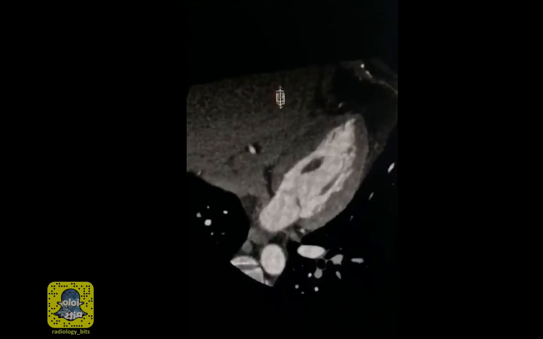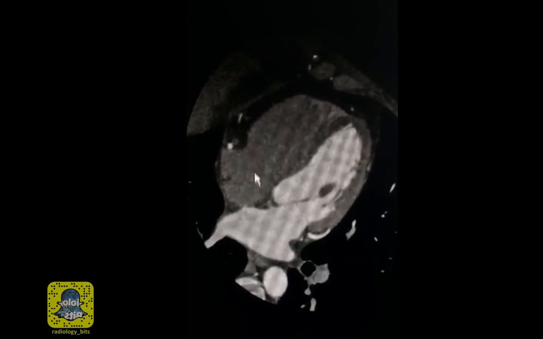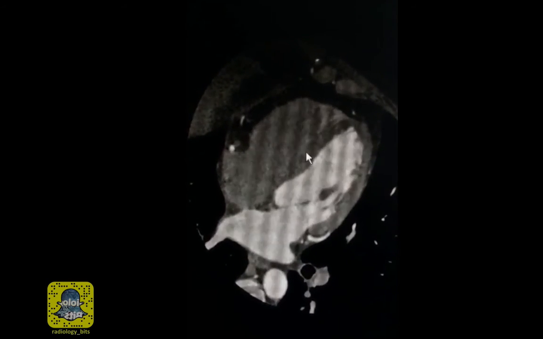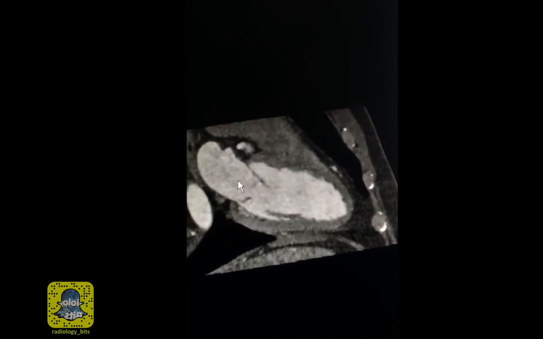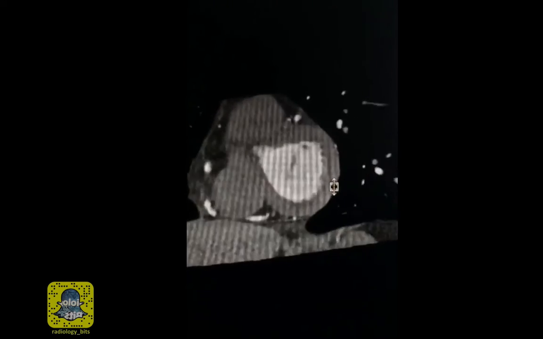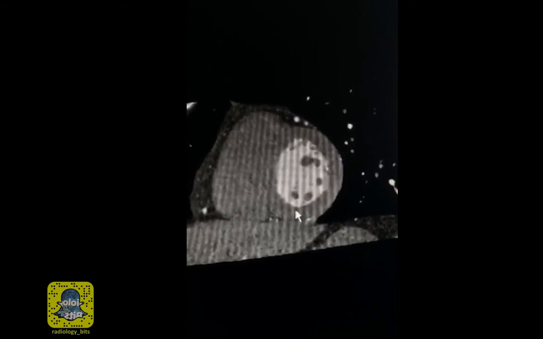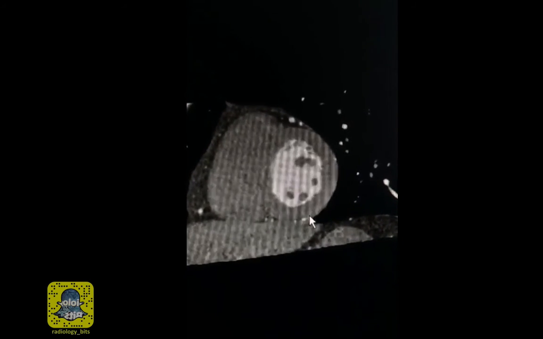This is a 4-chamber plane where you could see all the chambers in one view. This is a 2-chamber plane where you see the left ventricle and the left atrium. And this is a short axis plane similar to what you see with nuclear medicine imaging, where the left ventricle looks like a circular structure or like a donut.